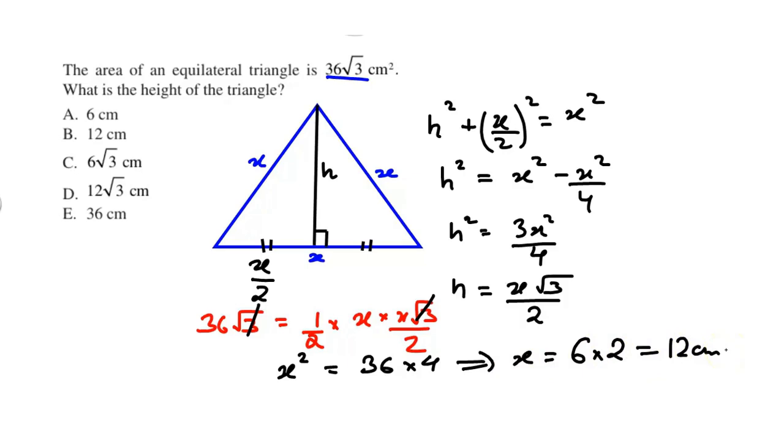But this is not the answer. This is just the side. If you want the height, you will have to put it here. So it would be 12 under root 3 divided by 2. That is equal to 6 root 3. So this is the answer. The height is 6 root 3 centimeters.